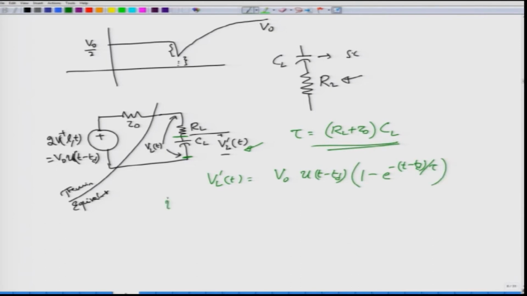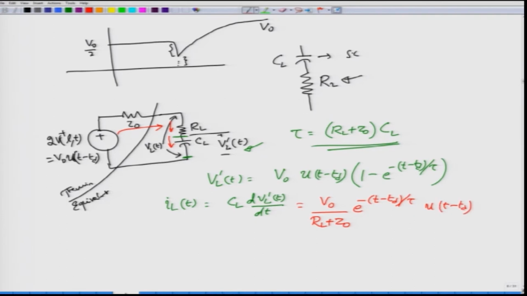Okay. What would be the current IL of t here? The current IL is given by CL dVL prime of t by dt. Please note that I have actually considered the voltage just across the capacitor, but if I calculate the current through this one, the same current will be in the entire loop here. So I can find out the current through the capacitor from that one, that would be the same current everywhere, and if you evaluate and simplify the equation, you will see that this is given by V0 over (RL plus Z0) e to the power minus (t minus Td) by tau, as usual, and the voltages are starting after a time t equal to Td.